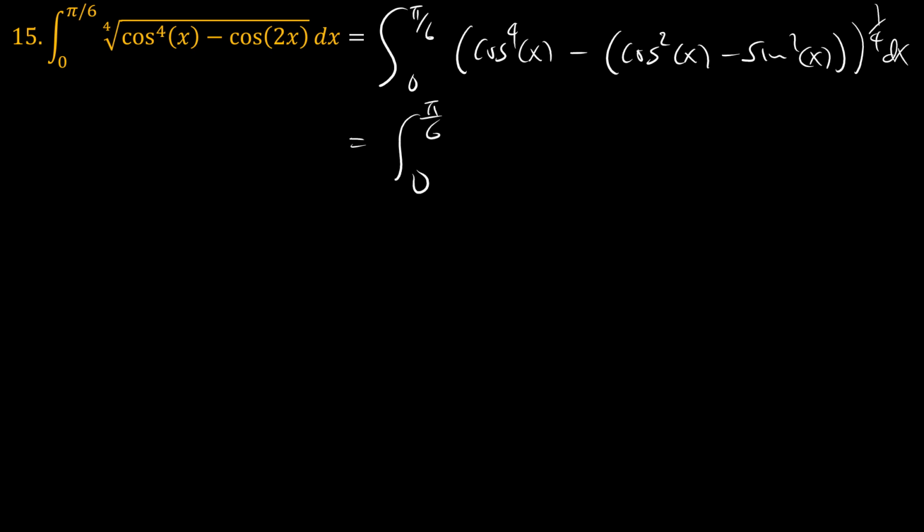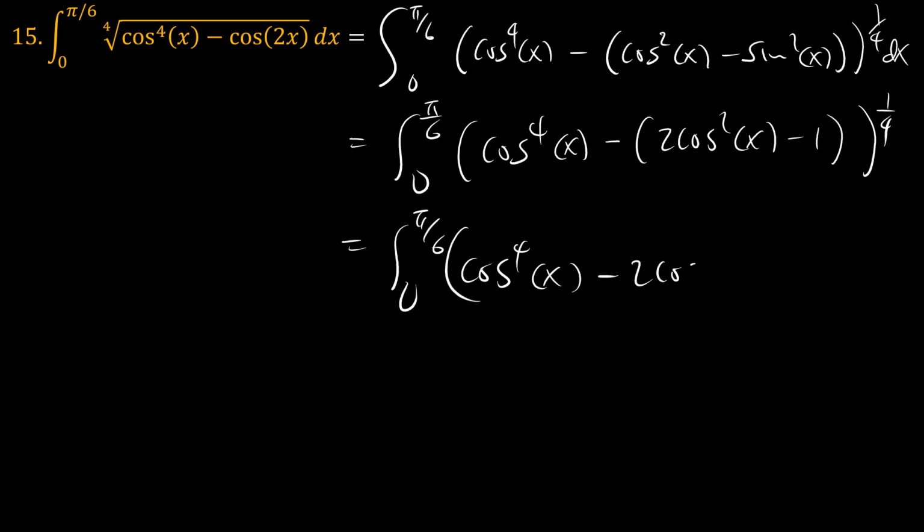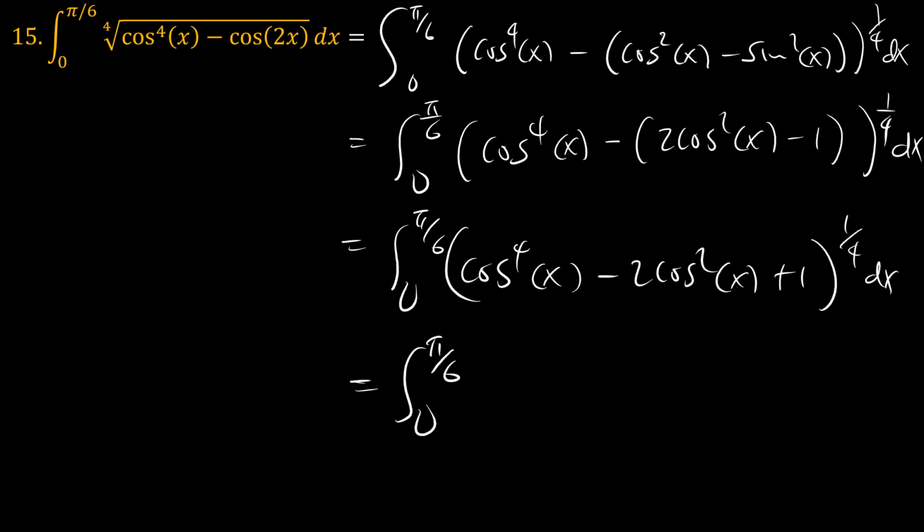So knowing that sine squared x is the same as 1 minus cosine squared of x, we quickly get that we have 2 cosine squared of x minus 1 to the power quarter, which is the integral from 0 to pi over 6 of cosine 4 of x minus 2 cosine squared of x plus 1 to the power quarter, right? And this is the same as cosine squared of x minus 1, squared, right?